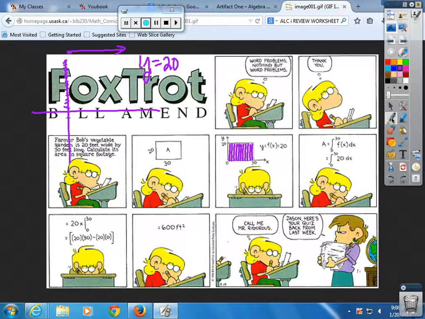And that's how he gets it. Now you've got to divide it up into little what? Little dx's. So, how do you set this antiderivative up? Well, antiderivative from where to where? 0 to what? 30. Of what? 20 is our f of x times what?